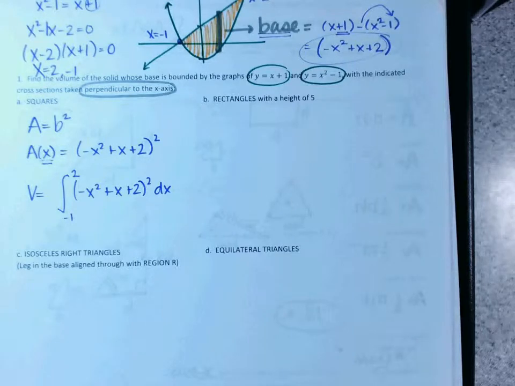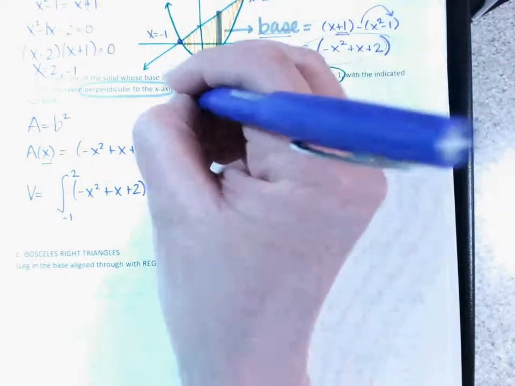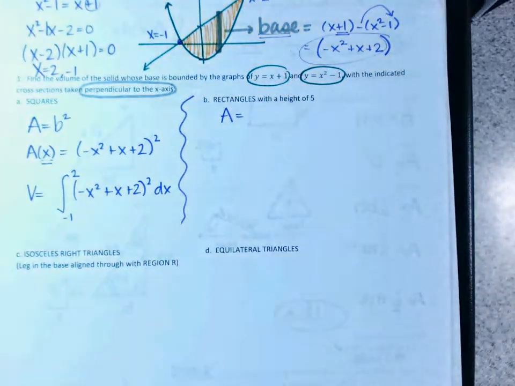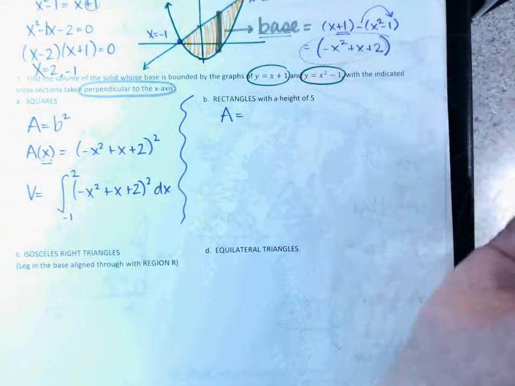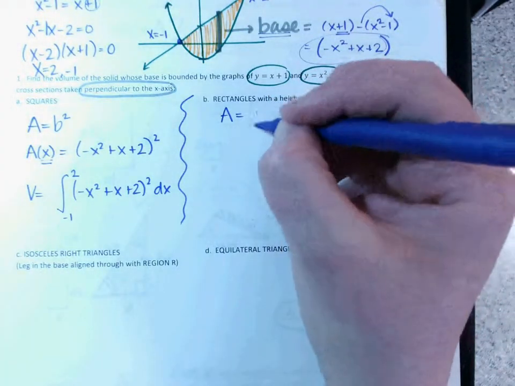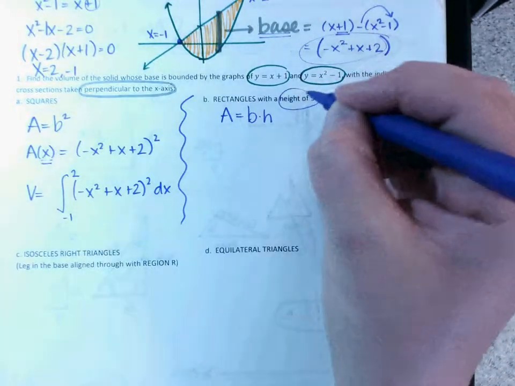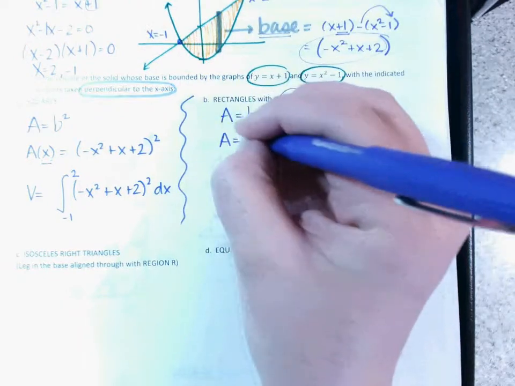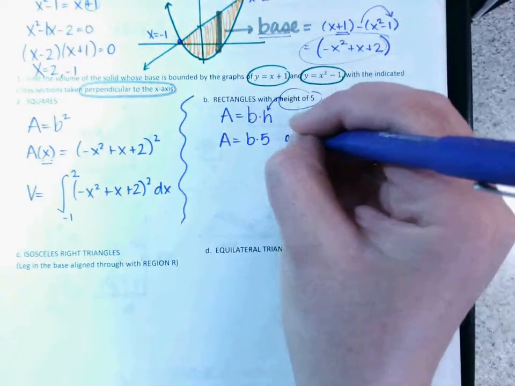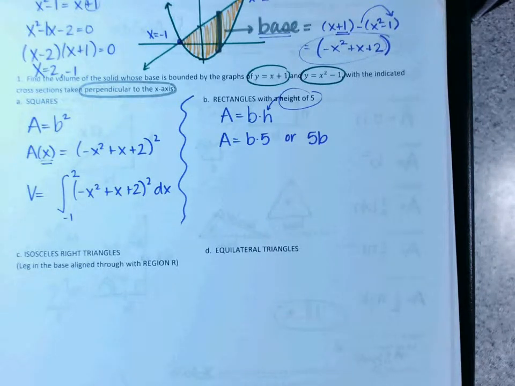This time we want a rectangle with a height of 5. We're going to start with the generic area formula. How do you find the area of a rectangle usually? Base times height. But now what's the height? Height is 5. So I'm going to plug that in here. Well then really, it's going to be base times 5 or 5b. Now, the order there doesn't matter. They're the same. B times 5, 5b, same thing.